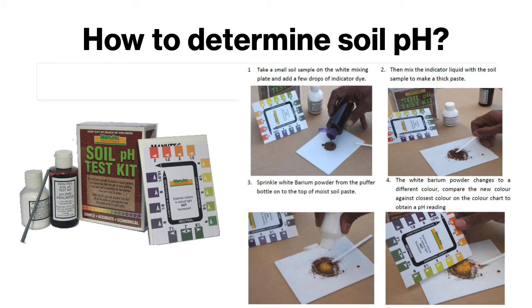So how do we determine the soil pH? There are many methods of determining soil pH, and one of the easier ones is the soil pH test kit. However, it is not really accurate. What we have to do is first mix the soil with the indicator liquid, and then with the barium powder. Later we compare it with the color chart to know the range of the soil pH.